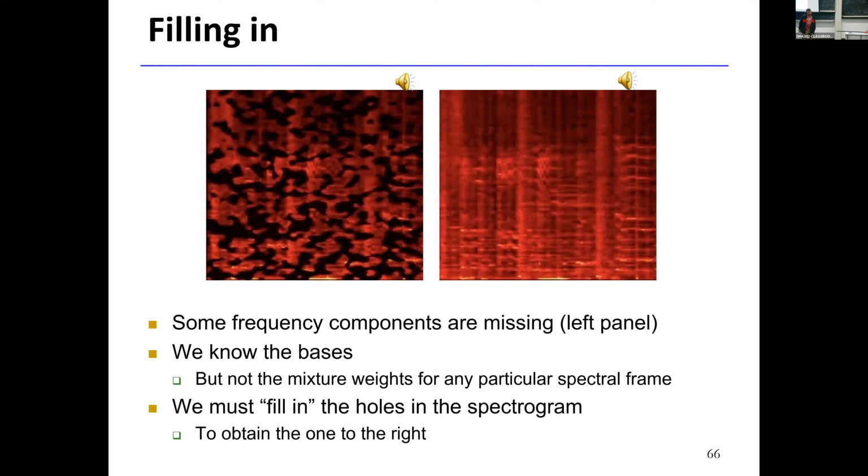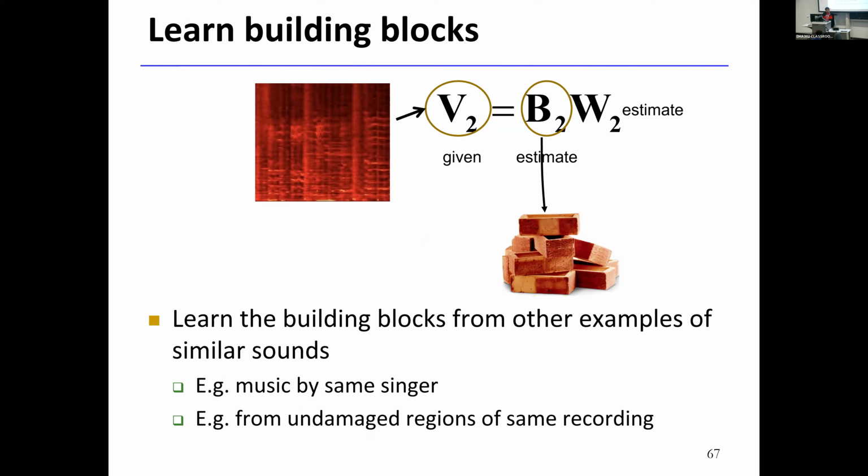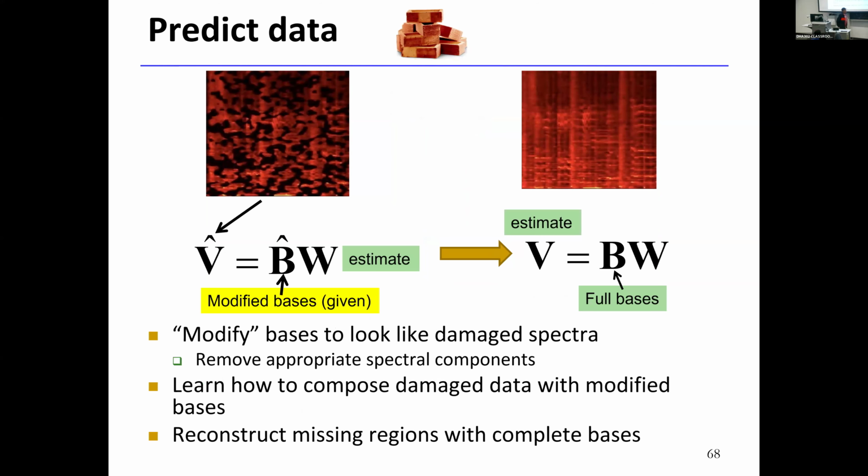So let's see how that works. Here's what you would do. You could start off by first learning the building blocks for the music. Just take a bunch of the music, run NMF, get the bases, right? That's like finding the bricks. Then when you get some recording of this kind, for every single vector in the recording, here's what you have. The vector, which is supposed to be like so, has some regions missing. And these regions will be different for each vector.